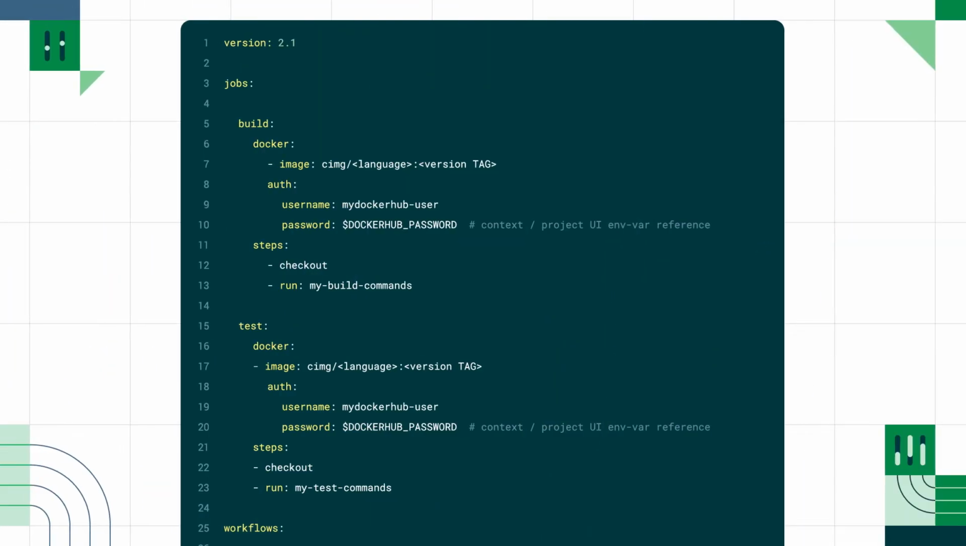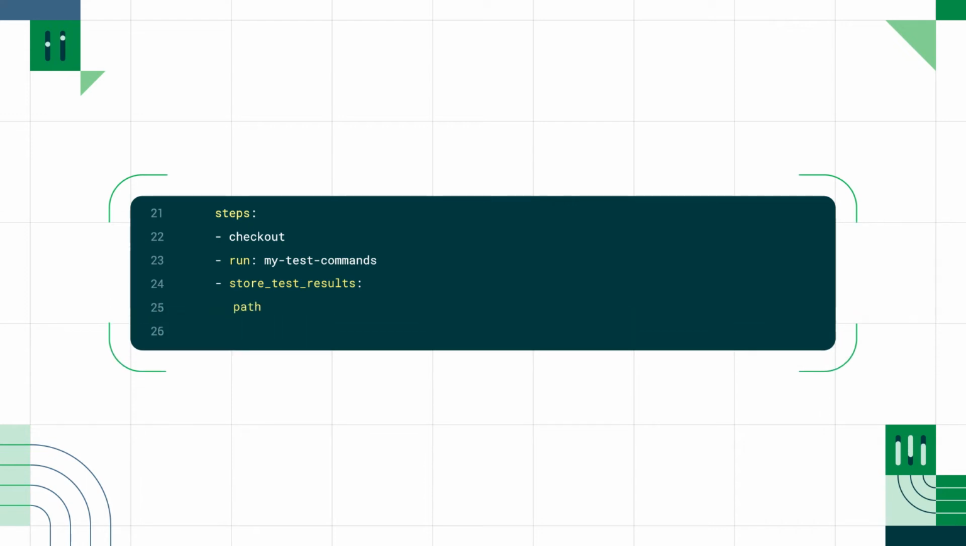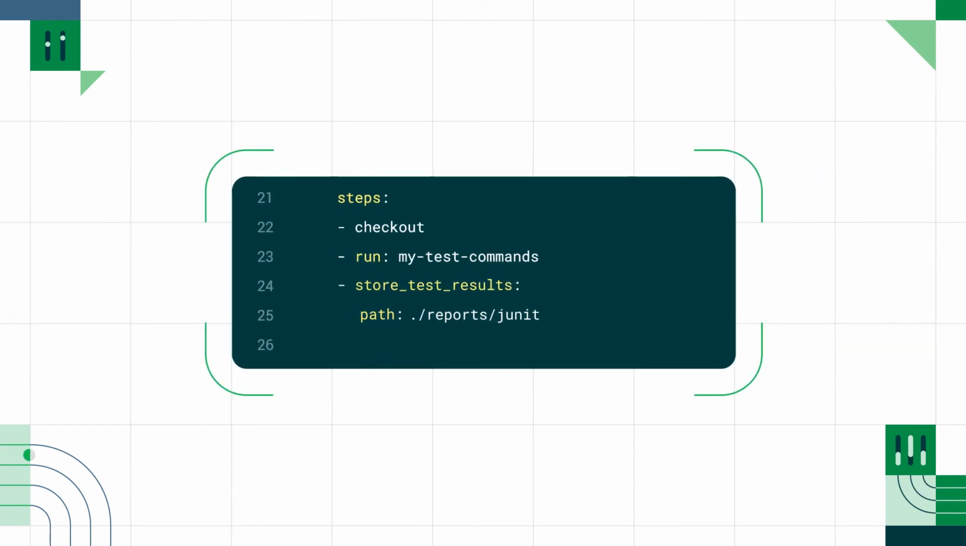To store your test metadata, simply add a store test results step to each test job in your CircleCI config and specify the location in your working directory where the results will be stored. The store test results key goes immediately after the run command you use to initiate your test runner in your jobs. To specify where the test results should be stored, add a path key with a directory location. This can be either an absolute path or a relative path to your working directory. The complete syntax for storing your test results looks like this.